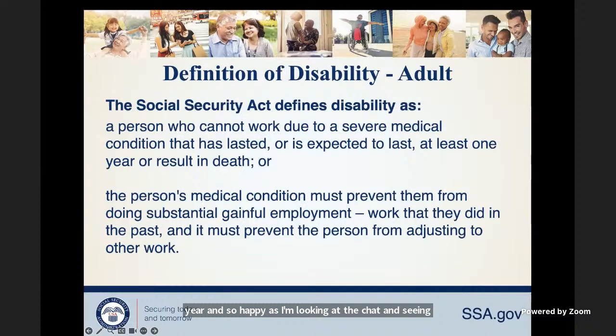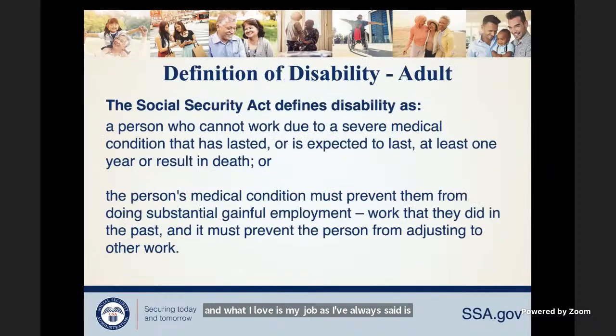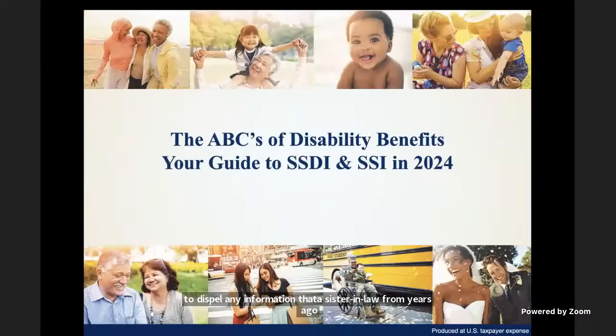And what I love is my job, as I've always said, is to dispel any information that a sister-in-law from years ago gave you at a birthday party about Social Security. Disability is so important, and it's one of the few programs that we offer.